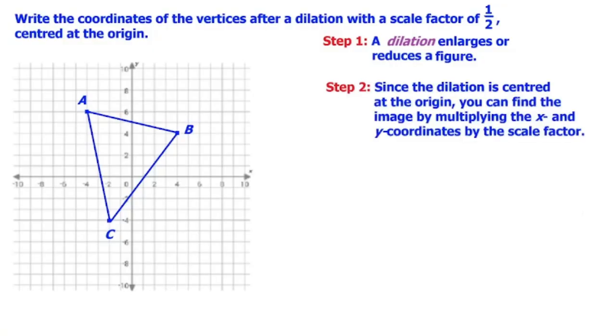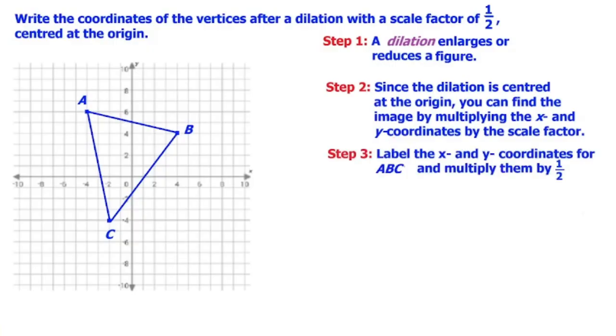Okay, so since the dilation is centered at the origin, you can find the image by multiplying the x and y coordinates by the scale factor. Okay, that's a rule. So if you have the x and y coordinates for these points, then you just multiply them by the scale factor. So let's do that. Let's label the x and y coordinates for ABC and multiply them by a half.